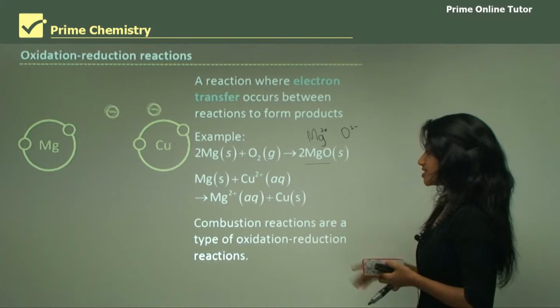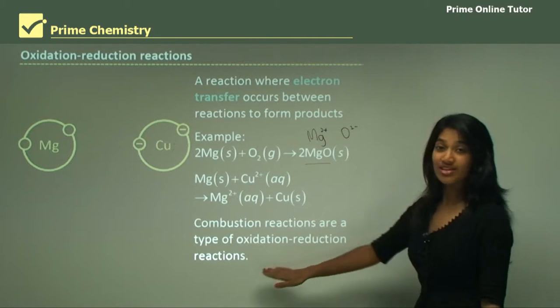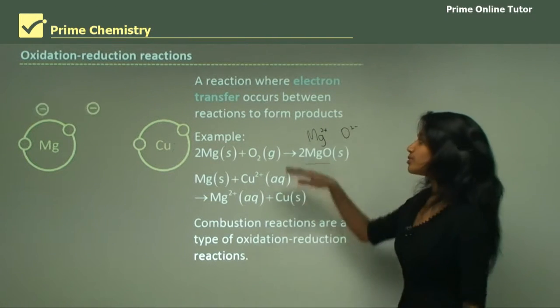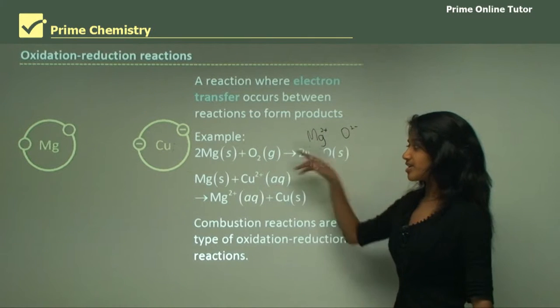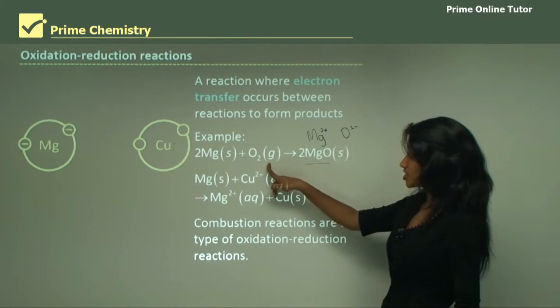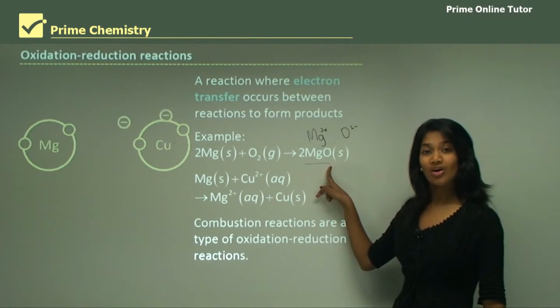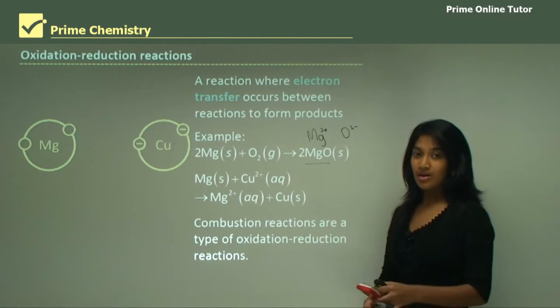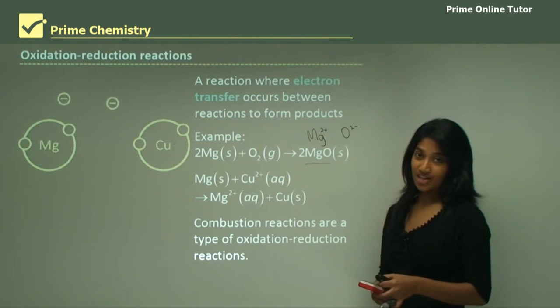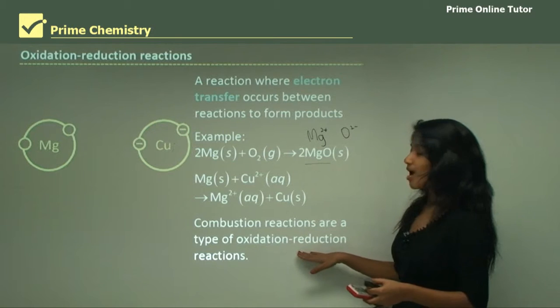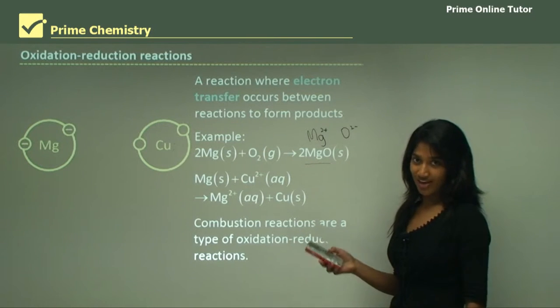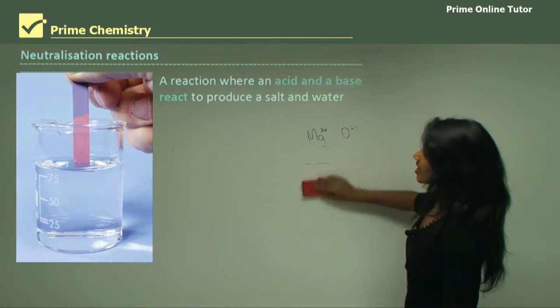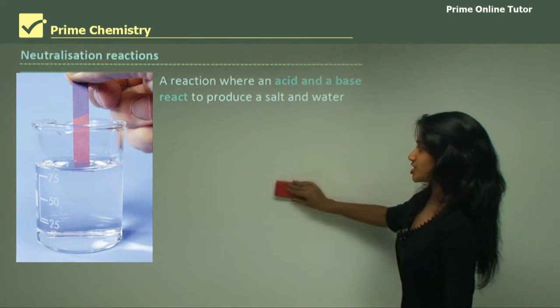Combustion reactions are a type of oxidation and reduction reaction. Remember, we just learned about combustion reactions where magnesium plus oxygen would give you magnesium oxide. Well, it is also an oxidation reaction. So they come under oxidation and reduction reactions. Now let's move on to neutralization reactions.